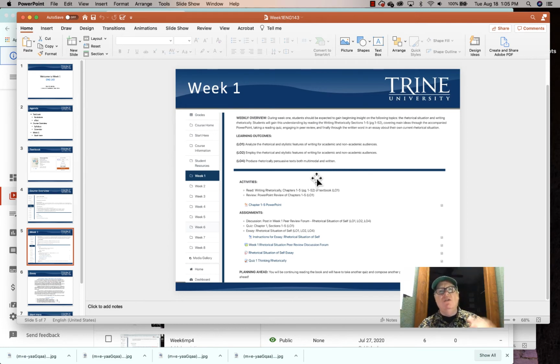Textbook's very attractive. It's well laid out. It's got lots of pictures and other activities, that kind of thing. Here are the PowerPoints that go with the chapters. They were very informative, and it's kind of like review, or you can use it as your reading, your study guide. All right, so this tells you what you're going to do this week.